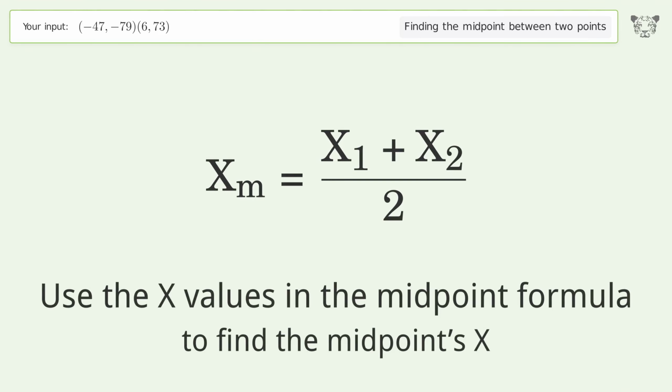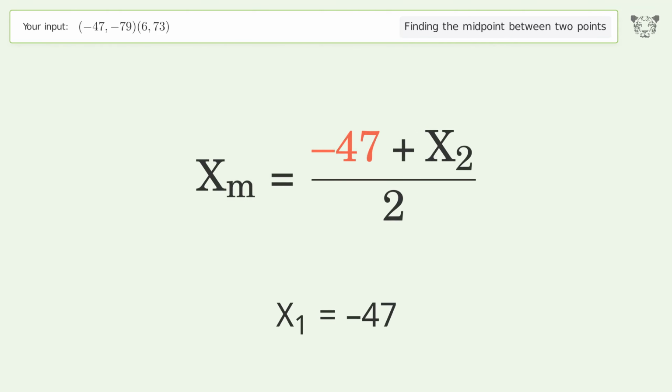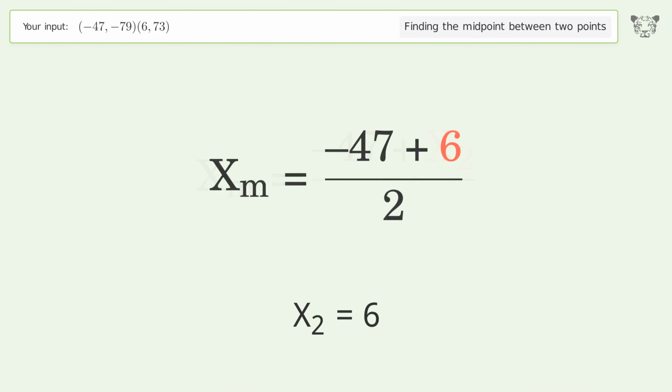Use the x values in the midpoint formula to find the midpoints x. x1 equals -47. x2 equals 6. Simplify the arithmetic.